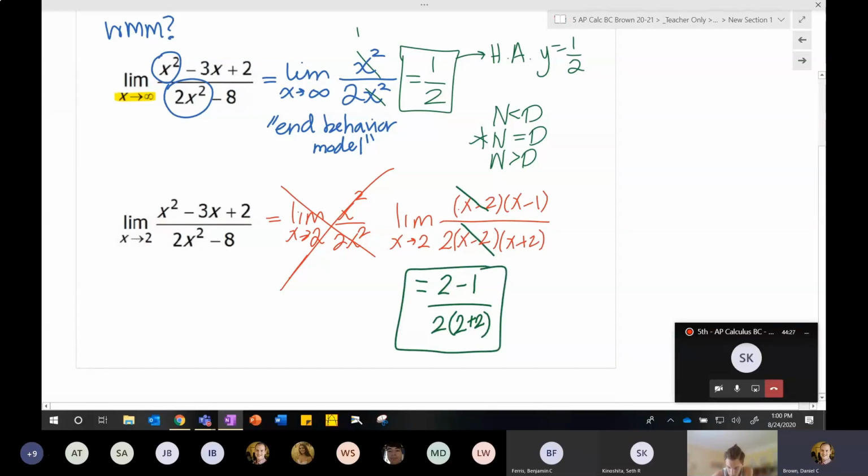Any questions on that page? All right, I have one more slide, and that's where I'm going to stop today, and then we'll finish up tomorrow.